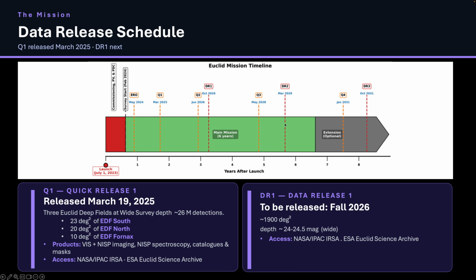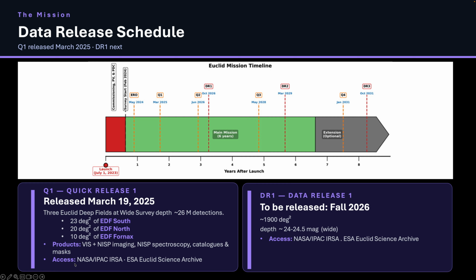Here is a timeline figure to show when the launch was, when the Q1 data got released, and DR1, which will be in fall 2026, and what will happen in the future releases. Q1 release, which is currently public and which all these videos are based on, you'll have the deep fields, but in the wide depth, because they are not visited as often as you'll have when the mission is complete. And the products are VIS and NISP imaging, NISP spectroscopy, and the catalogs and masks.